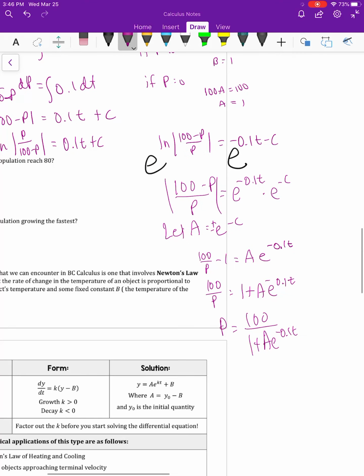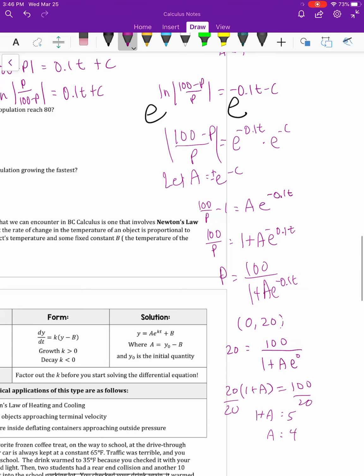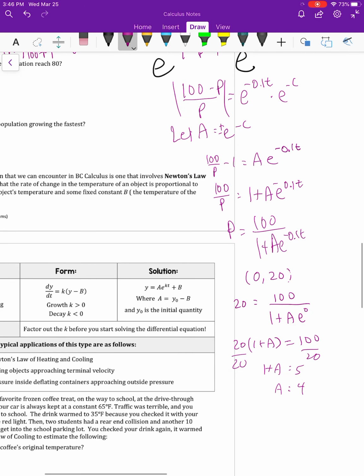Okay, so that's without a specific starting point, like a specific initial population. If we put that initial population at time 0, there were 20 coyotes. If we put that in, 20 equals 100 divided by 1 plus A times e to the 0. So basically you're going to end up multiplying by 1 plus A on both sides and dividing by 20 on both sides, and your 1 plus A is 5, and then subtract 1 from both sides, your A is 4. So this is basically separating it and figuring this all out.